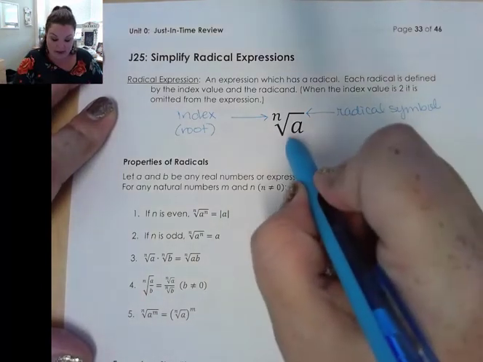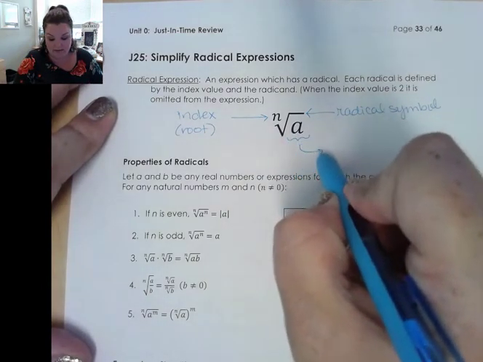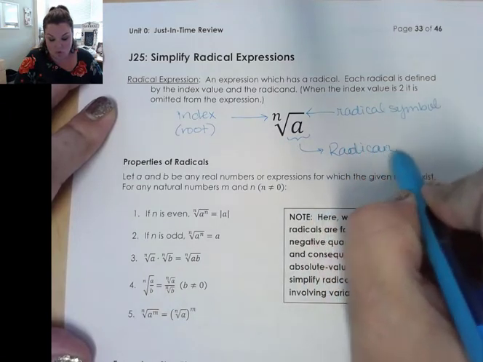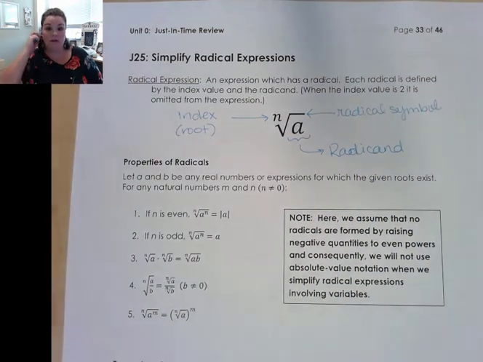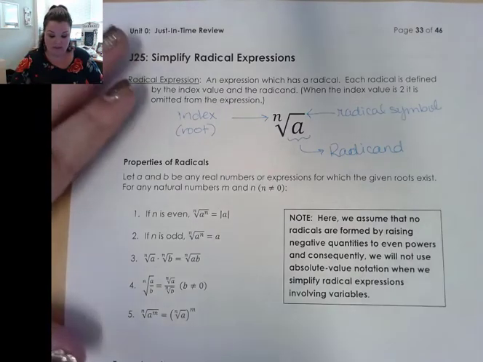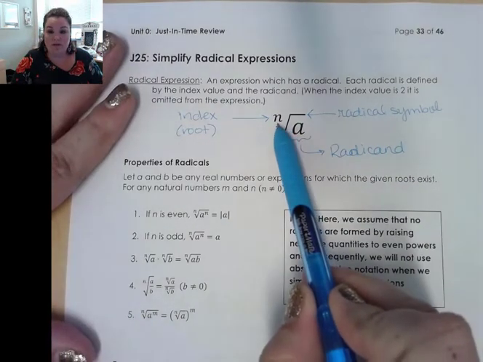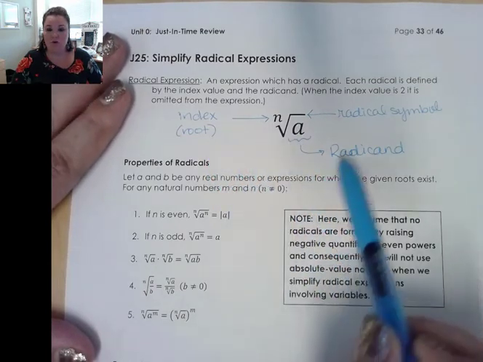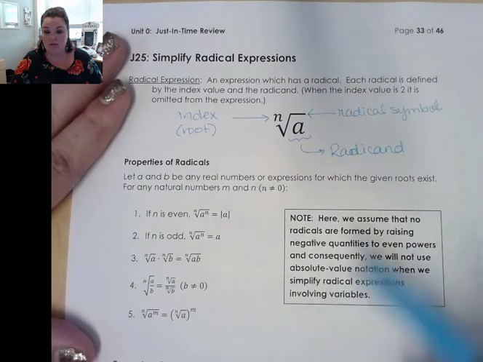And whatever happens to be under the radical symbol, we refer to as the radicand. So again, if we say our index is 4 and we have a polynomial radicand, I want to make sure you understand that means our little root number here is 4 and that we have a polynomial underneath. So these are just a few words to familiarize yourself with.